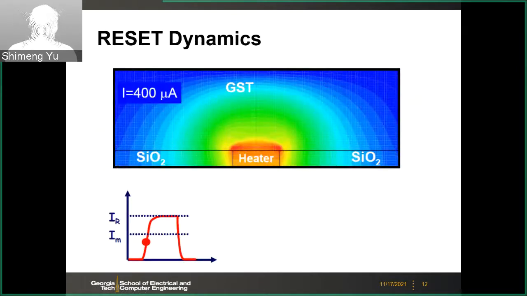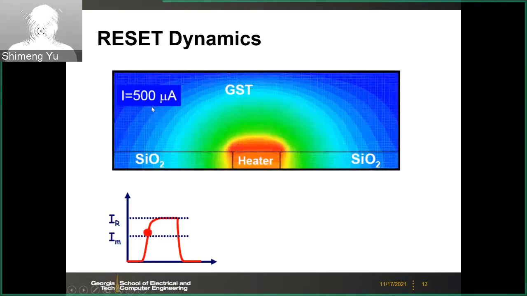So here I would like to show some animations for the reset dynamics. So here are some simulations. This is the heater. This is like the plug. And then the heat will spread out to this GST region. This is a cross-sectional view of the device structure. So here then, as we ramp up the current, so now the current is 400 microamp, and this is the animation, so you look at the change.